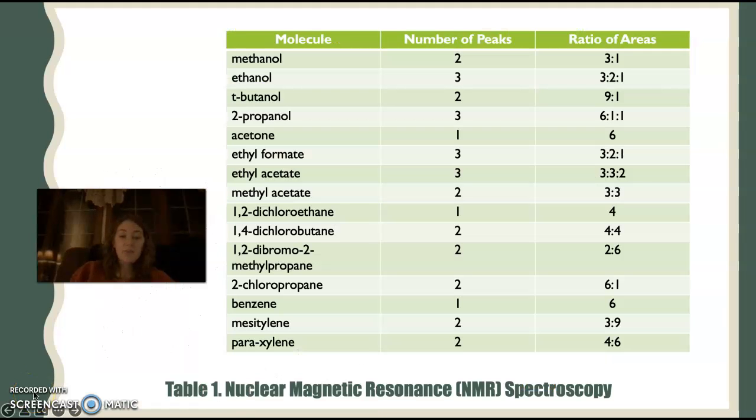This is a table of the nuclear magnetic resonance spectroscopy. This is what each value was used to compare back to, and this was also used for all of the other unknowns.